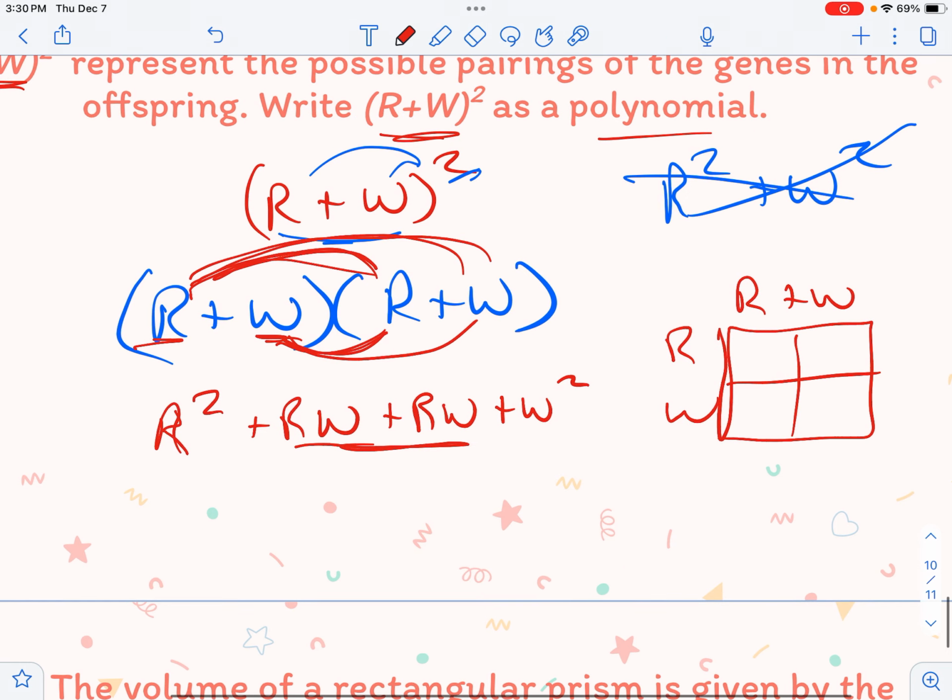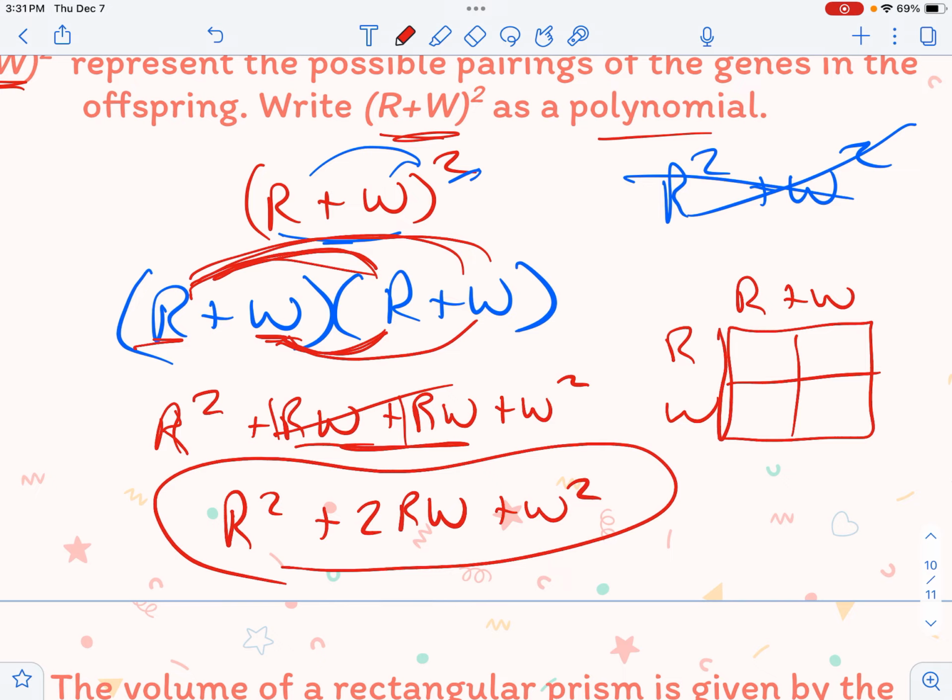These two terms are like terms. So this is r squared plus, this is 1rw plus another 1rw, that's 2rw. So that's taken care of, and then plus w squared at the end. And that would be my answer.